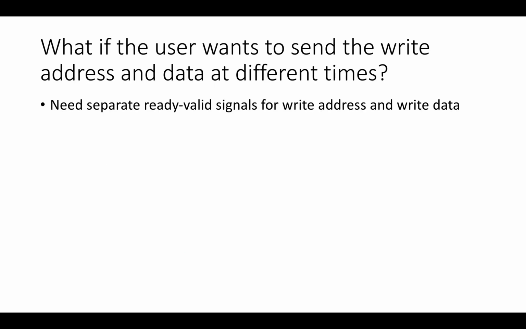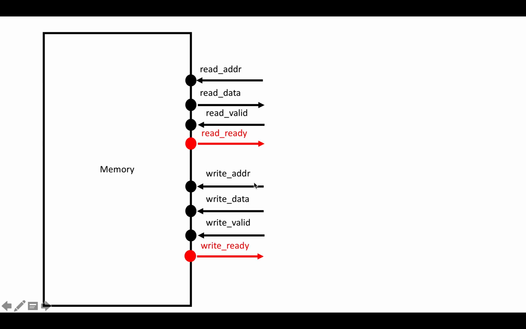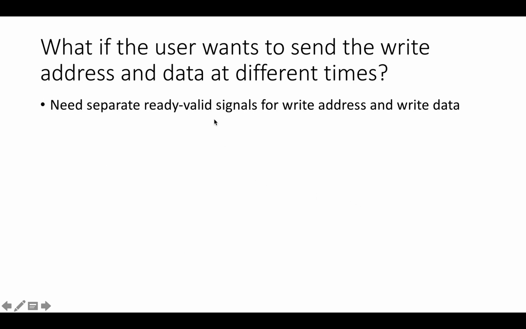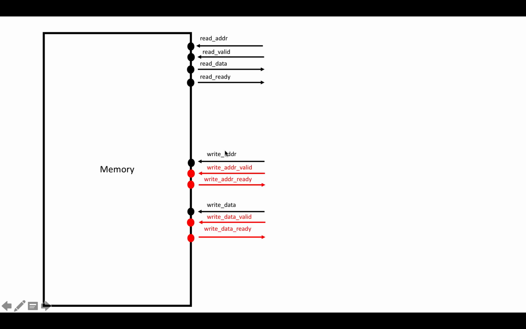So now what if the user wants to send the write address and data at different times? Just to generalize things a little bit more, we have two different pieces of data that go in during a write. Maybe the user wants to send the write address and then send the data later, or send the data first and then send the address later. So now we're going to need separate ready valid signals for the write address and the write data. So instead of sending the write address and the write data when one write valid and write ready are both high, we're going to have separate valid and ready fields for the write address and for the write data. And you could call these groups of ports ready valid channels, right?